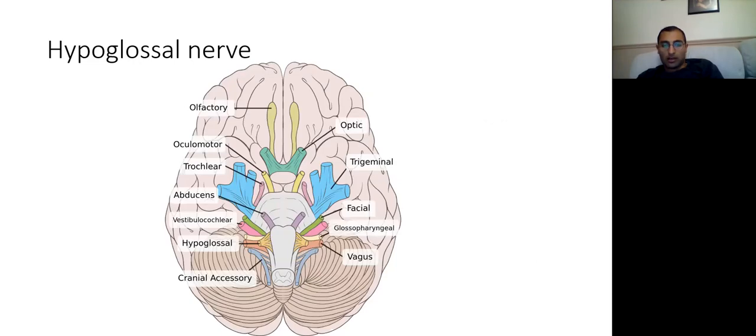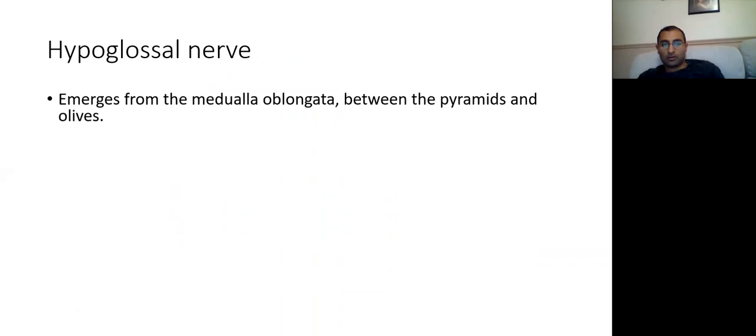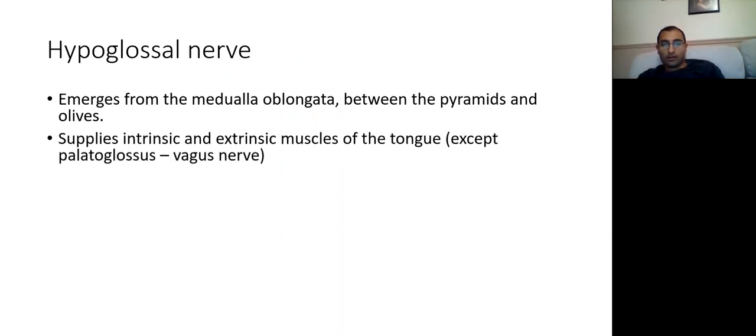Hypoglossal nerve. So the hypoglossal nerve, as you can see, actually emerges in between the pyramids and the olives. So it's more medial than the glossopharyngeal and vagus nerves, which are lateral to the olives. This one is in between the pyramids and olives. So this one supplies all the intrinsic and extrinsic muscles of the tongue, except for palatoglossus muscle, which is the vagus nerve, and causes tongue deviation.